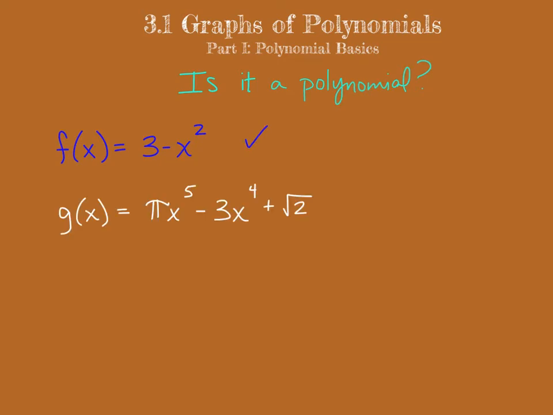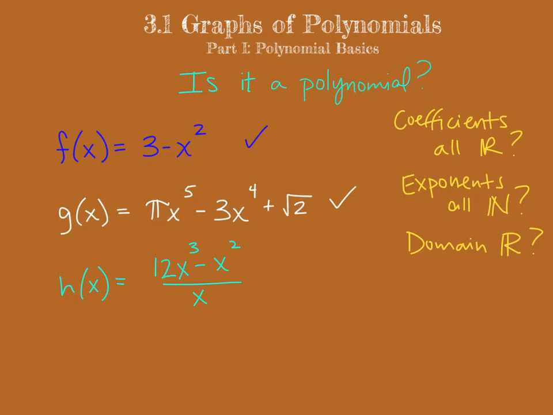Okay, is g of x a polynomial? Is it made up of terms separated by plus or minus? Yes, it's made up of 3 terms. Are all of our coefficients or constants, are all of those real numbers? Pi, -3, and square root of 2. Yes, they're real numbers. Even though pi and root 2 are irrational, they're still real. Are all of our exponents of our variables natural numbers? 5 and 4 are both natural numbers. And lastly, is the domain all real numbers? Yes, we have no x in a denominator or no x under a square root. Therefore, g of x is in fact a polynomial.